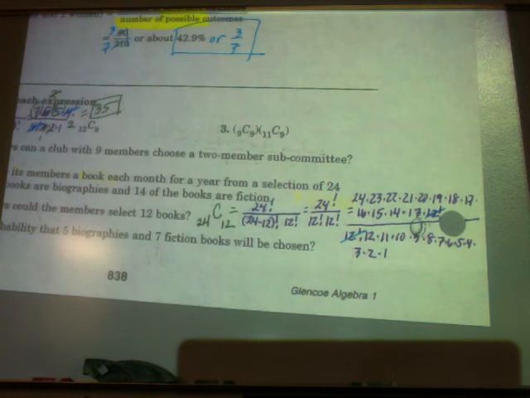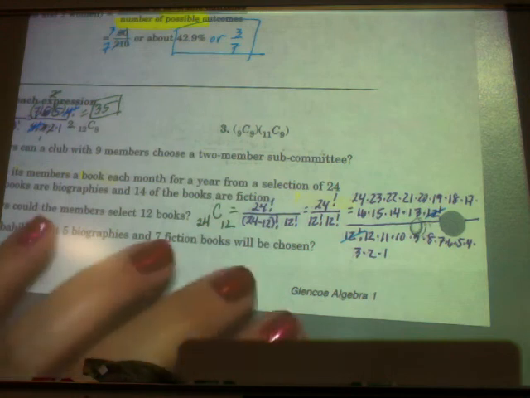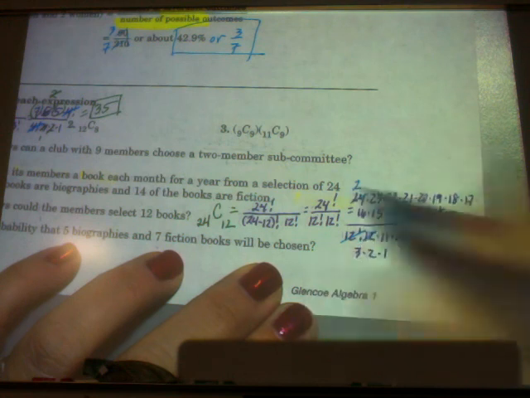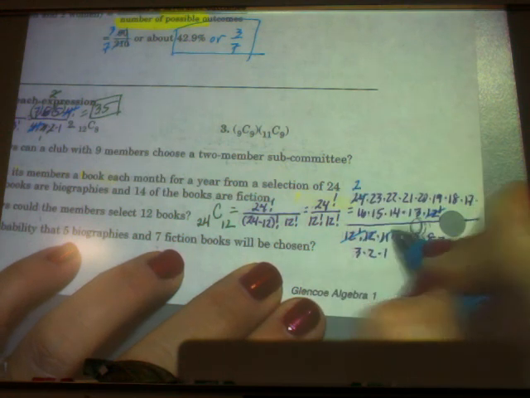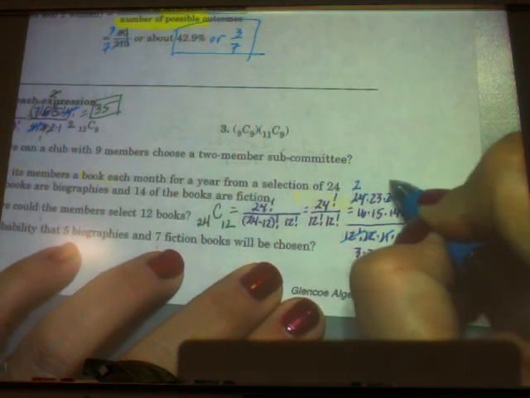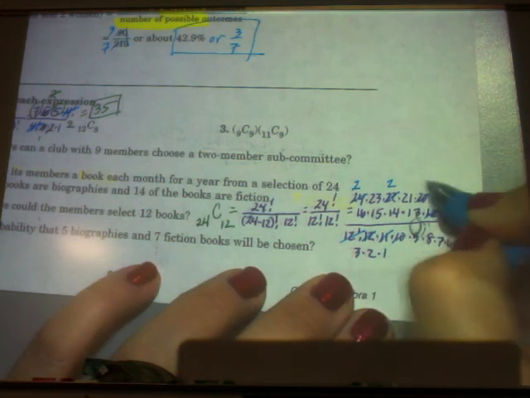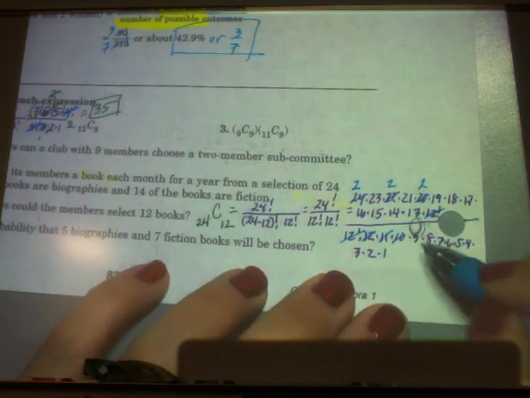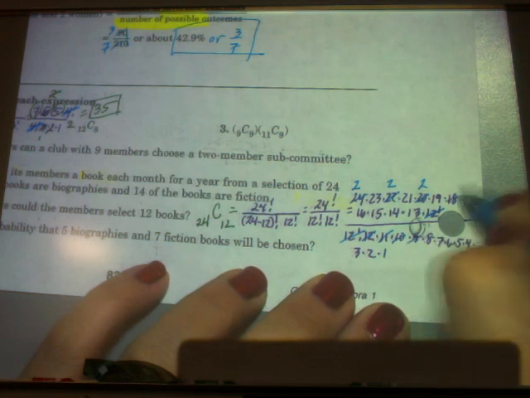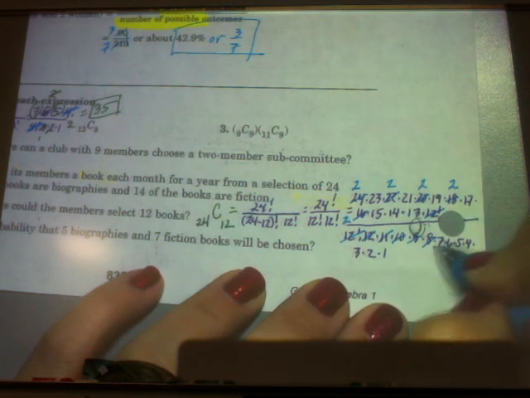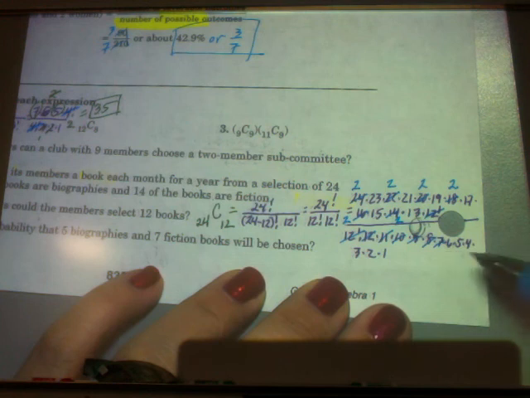And then be careful with your denominator. So I would cancel this 12 into the 24 twice, this 11 into the 22 twice, the 10 into the 20 twice, the 9 into the 18, see a pattern here, twice, the 8 into the 16 twice, the 7 into the 14 twice, and then the 6.